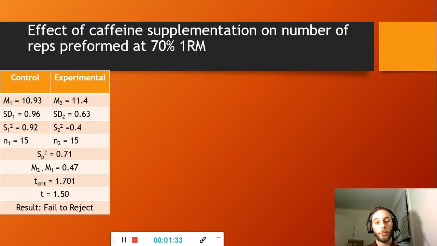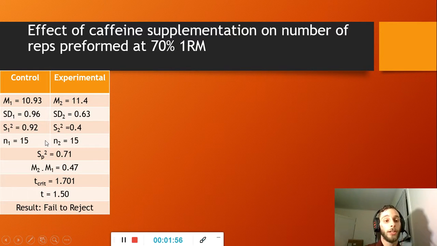The control group is going to perform as many reps at 70% 1 RM as they can. They're not receiving any caffeine. The experimental group is going to do the same thing. They're going to perform as many reps as they can, but they took a caffeine supplement before. So we have the means, the standard deviations, and the variances. The n in each group is 15.